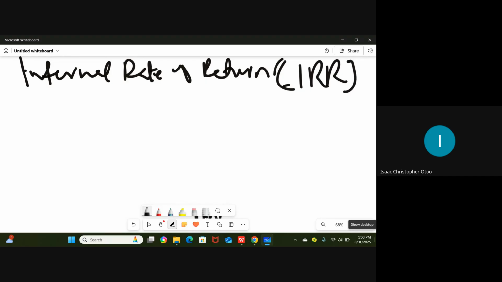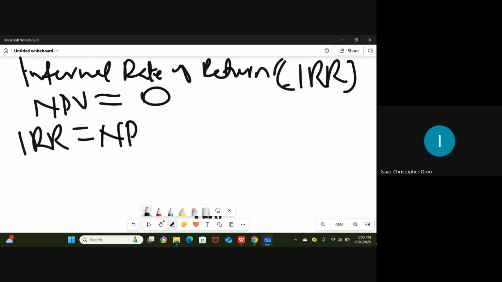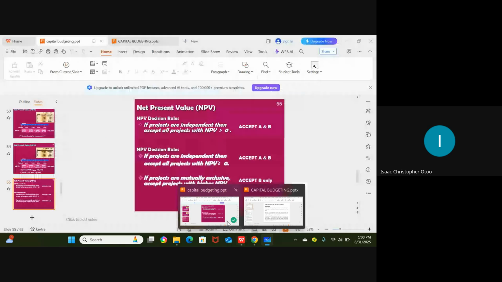So here, all that they are saying is that the NPV should be equated to 0. So when you are calculating IRR, it equals NPV equals 0. All they are saying is that when you calculate NPV, you should get 0. If you get 0, then it means that you have solved it. So let's read for you to understand it more.